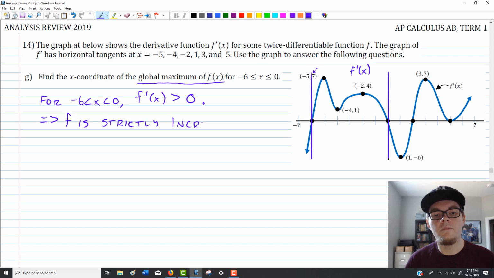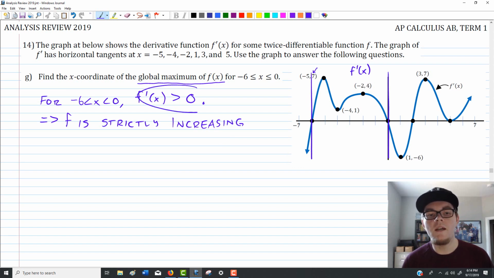And of course there's a lot of point of inflectioning happening, but we've just shown that on -6 to 0, f is strictly increasing because f prime of x is positive. We can clearly see it's positive. It's all above the x-axis. What that means is, if you picture for a second what strictly increasing looks like, strictly increasing just means it keeps getting bigger and bigger.